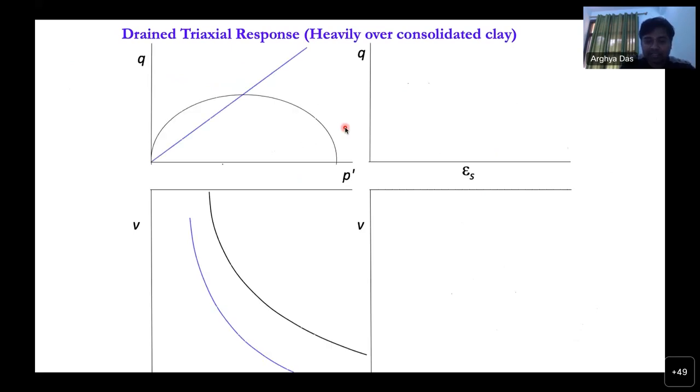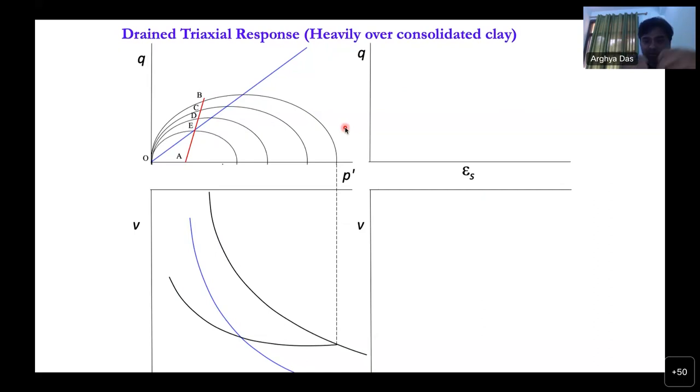So this is our initial yield surface. This is the volumetric stress plane. Our pre-compression pressure, the starting point A where your isotropic compression takes place, this is the loading stress path. We reach point B, then we come back towards C, D, and finally E. As you are going down, your yield surface is shrinking. That is why you observe some sort of softening in this particular case.